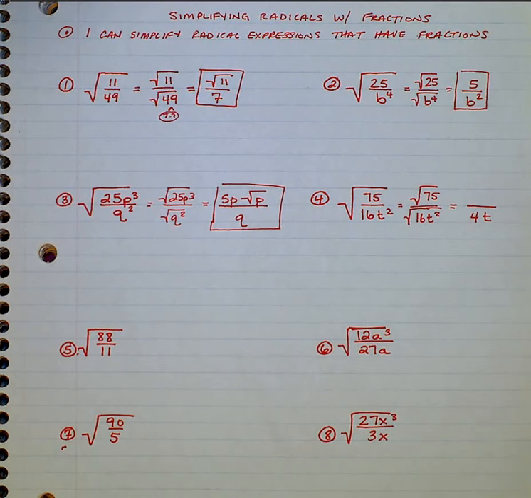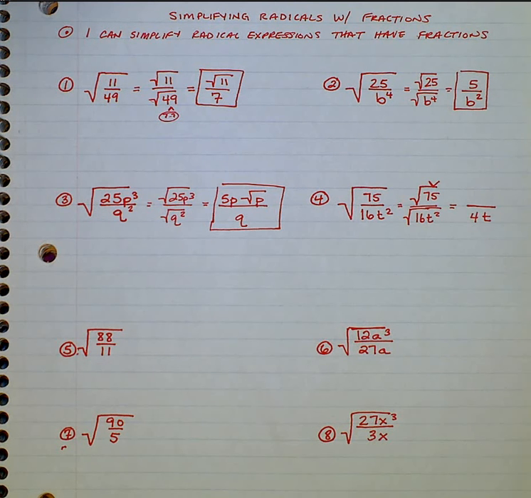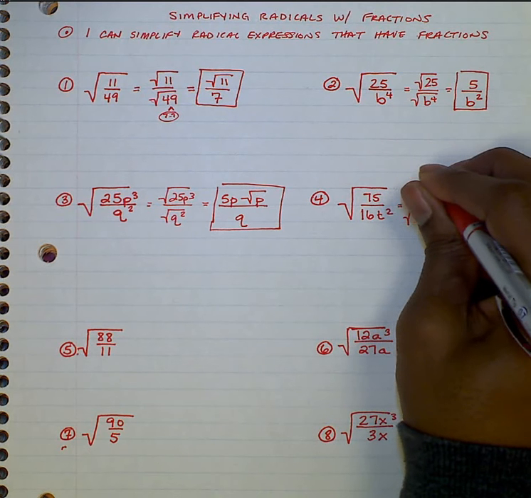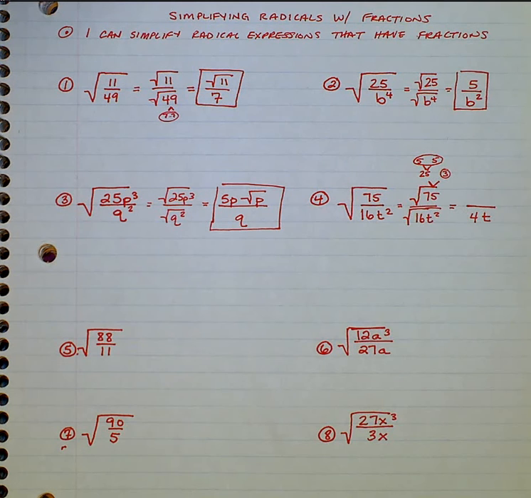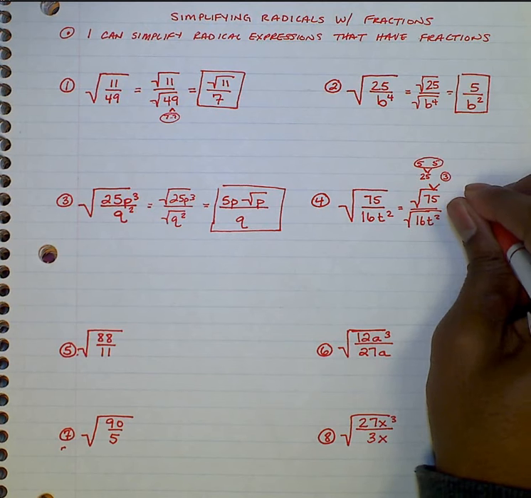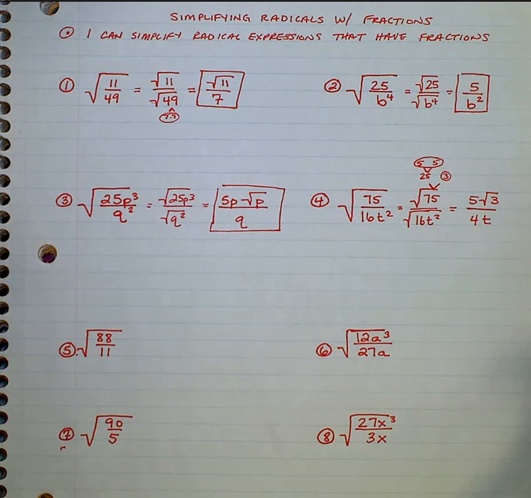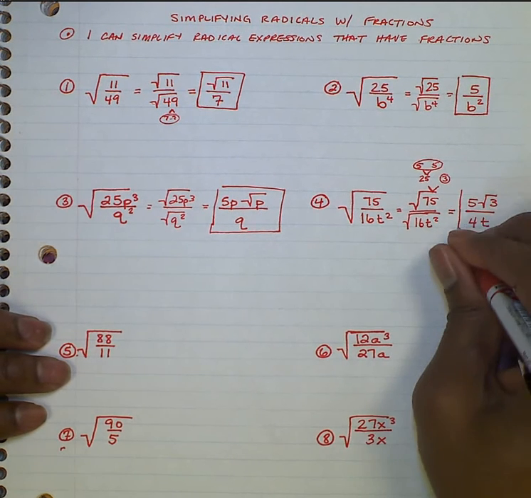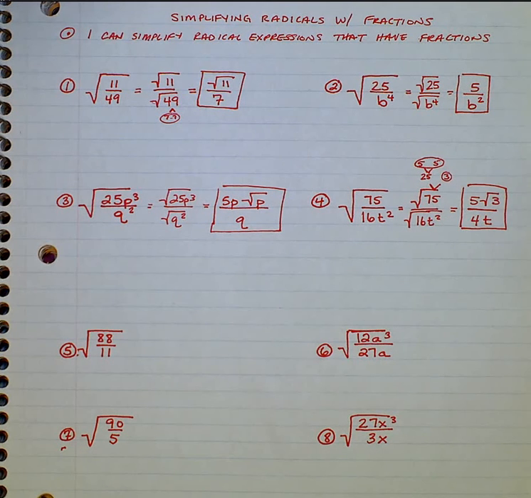Didn't in this case. Alright, with 75, I'm going to break it down this way because I have space there. I can multiply 25 times 3. 3 is prime. 5 times 5. A pair of 5s, so I have a pair of 5s on the outside. I have 3 with no pair left inside. And then I check to see, can I simplify this? 5 and 4 don't simplify anymore. There's nothing else inside the radical to simplify with 3, so this is my final answer.